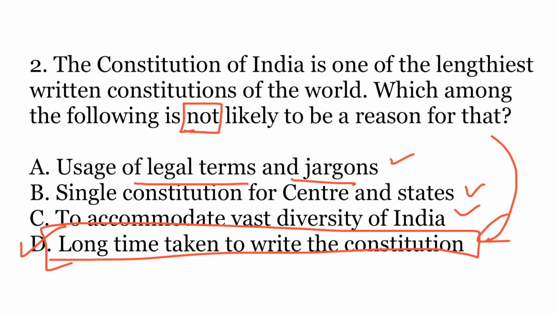Second, the single constitution for center and states. This is true. In India, there is only one constitution which both center and states follow. As opposed to this, in the United States of America, every state has its own constitution. That's why the Constitution of the Union is very short. Third, to accommodate vast diversity of India. Vast diversity includes language, religion, customs, castes, etc. So there are various provisions under various parts for that. That is why it increases the length of the constitution.